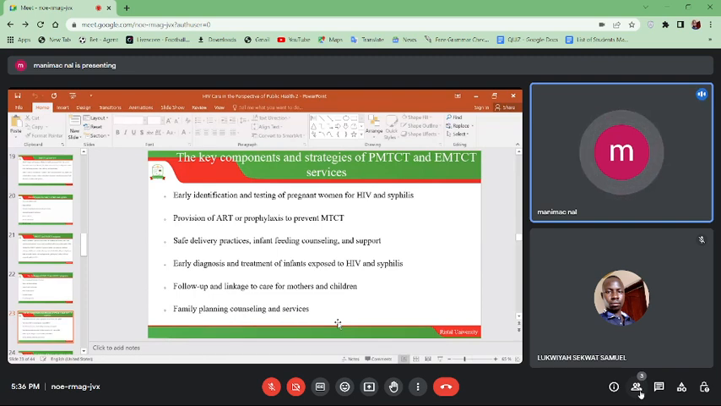Furthermore, early diagnosis and treatment of infants who are exposed to HIV and syphilis is also recommended. Because you never know, you can be in a situation which you're not intending to happen, but in case it has happened, then we need to do early diagnosis and treatment for those infants who are exposed to HIV or syphilis. Lastly, we need to do follow-ups and linkage of care for mothers who are positive as well as their children.